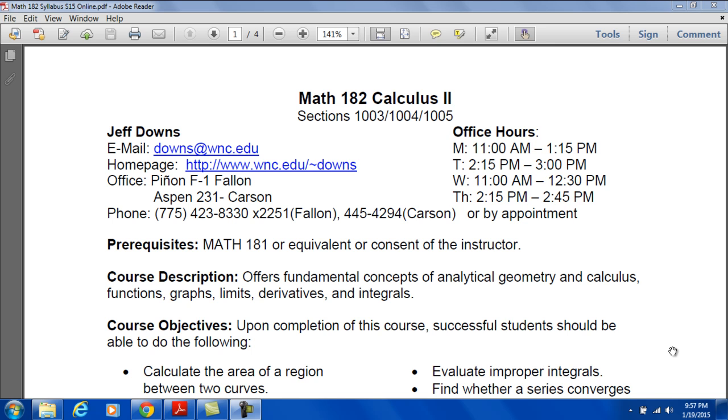My name is Jeff Downs. The email is downs@wnc.edu or jeffrey.downs@wnc.edu. My homepage is listed there. I have two offices, one in Fallon, which is Pinion F1, and one in Carson, which is Aspen 231. And I have the phone numbers listed there for the different campuses.